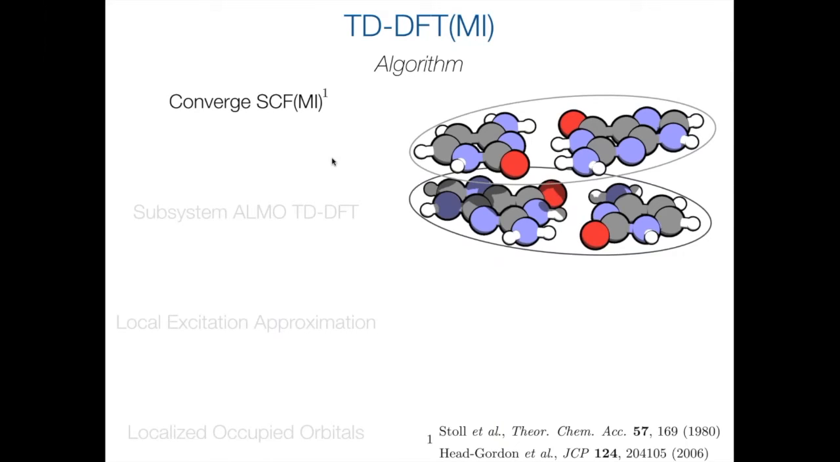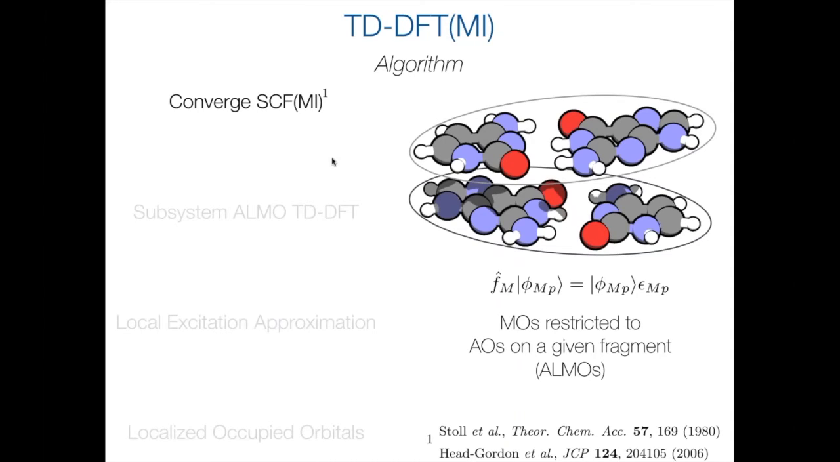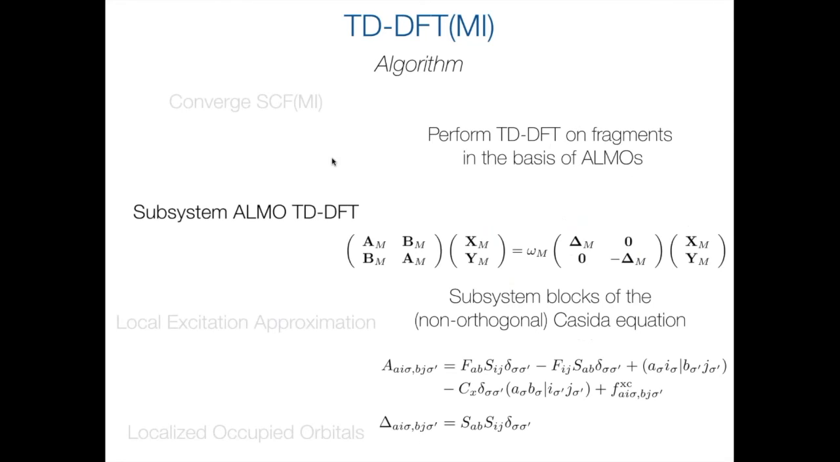Again, we partition our system into fragments, but we also partition the Fock matrix into a series of blocks, each associated with a fragment. And the orbital solutions for those Fock matrix blocks are restricted to occupy AOs on the corresponding fragment. These are called absolutely localized molecular orbitals. They are only orthogonal within a fragment and are non-orthogonal among different fragments. With these ALMOs, we perform TDDFT on the subsystems, limiting the excitations for each subsystem to only involve the ALMOs from the given fragment.